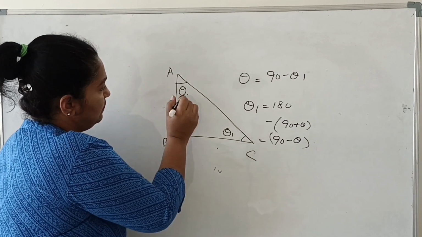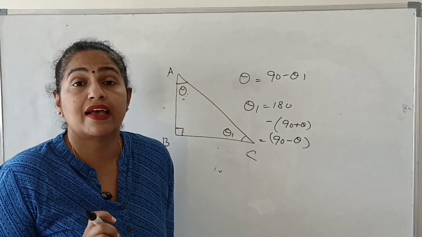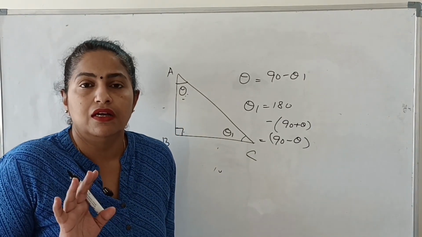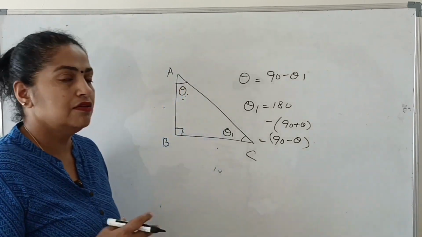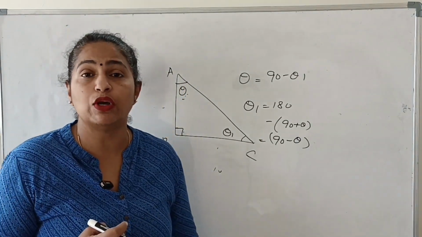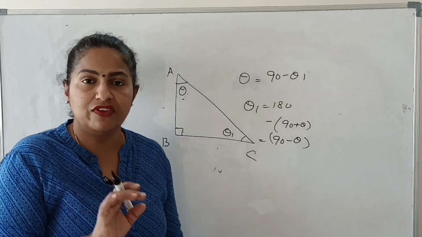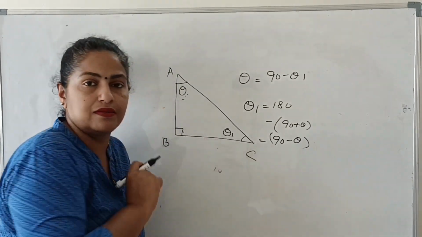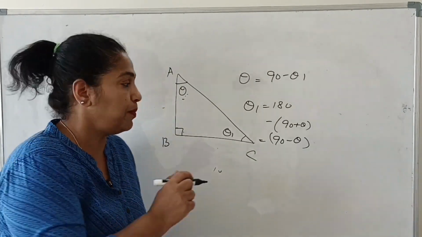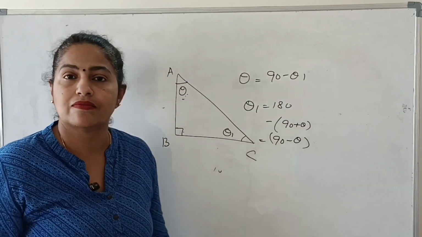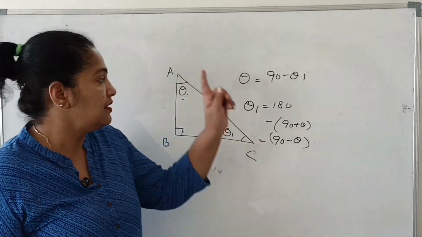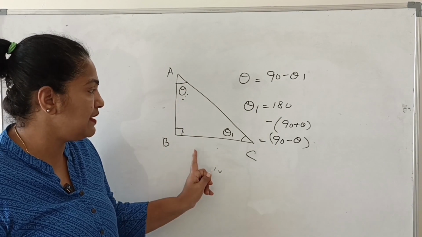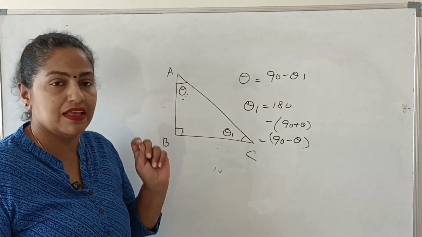Look at theta. It is standing at the corner A. Standing at the corner A, when you look at the triangle, what is my opposite side? The side opposite to theta is BC. But the side opposite to theta 1 is AB. Clear? The side opposite to theta is BC. The side opposite to theta 1 is AB.